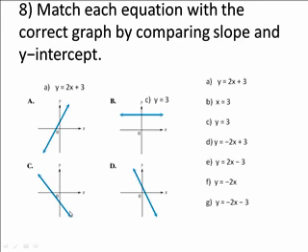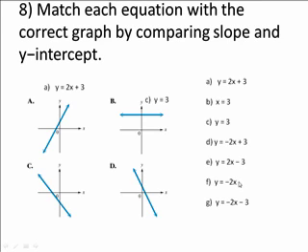Okay, so C and D both had negative slopes. And the equations with negative slopes are D, F, and G. On equation D, you have a positive y-intercept. So that's going to match up with graph D. Equation E has a negative y-intercept. So that's going to match up with graph C.